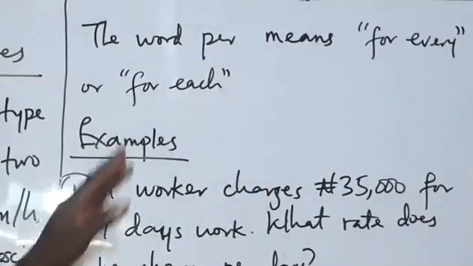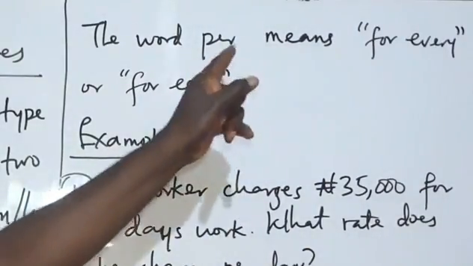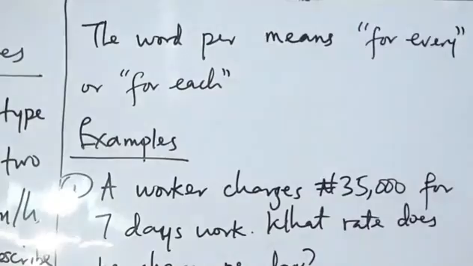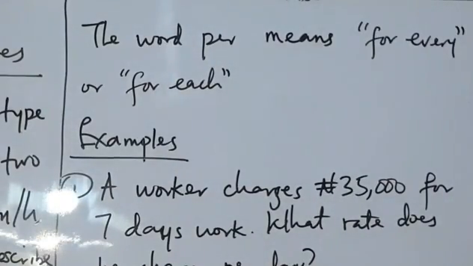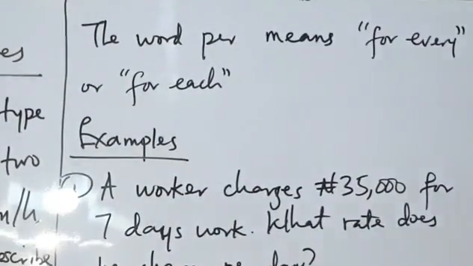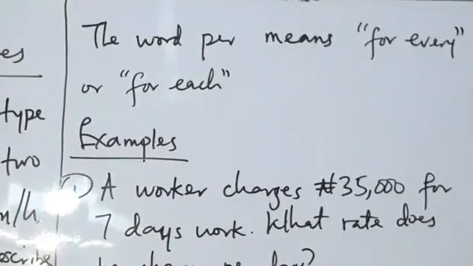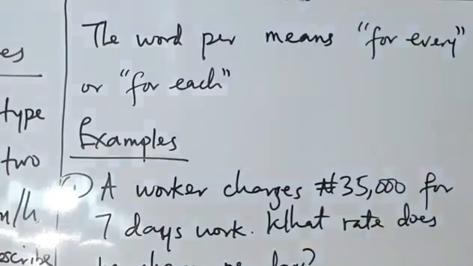The word per here, as I've explained earlier, means for every. So the interpretation of this is that for every kilogram, how much naira is spent? For every kilogram, what do you pay in naira? Then for every liter, how many kilometers will be covered? When you spend 1 liter of petrol, that 1 liter will cover how many kilometers? That's what this is talking about.